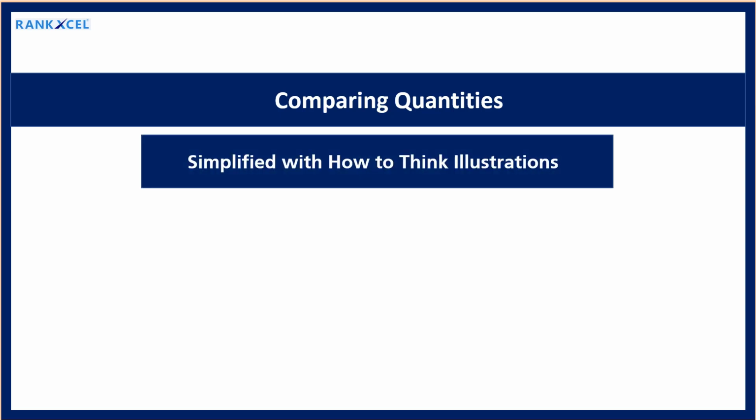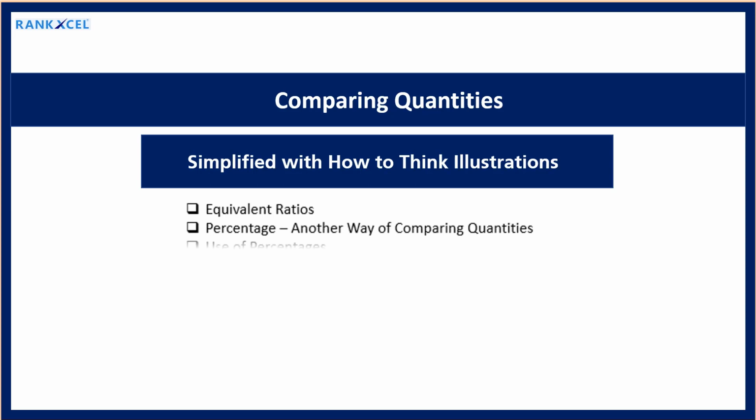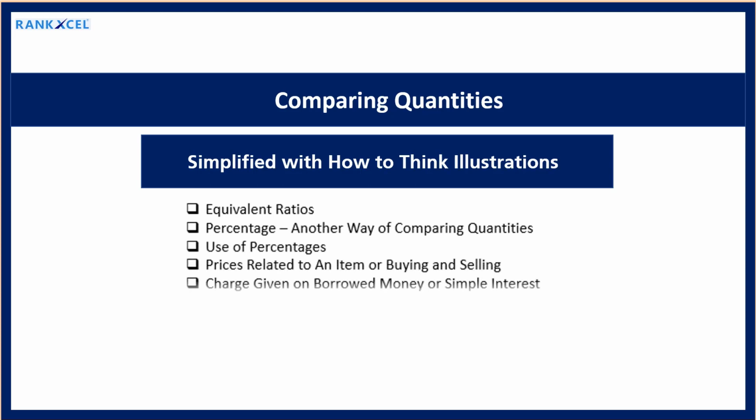The concepts covered are equivalent ratios, percentage as another way of comparing quantities, use of percentages, prices related to an item for buying and selling, and charge given on borrowed money, or simple interest.